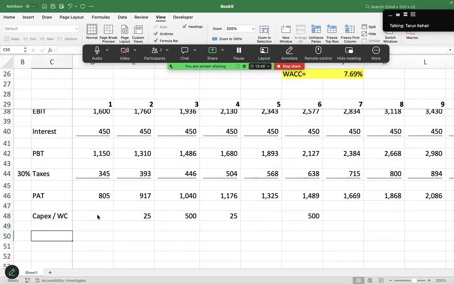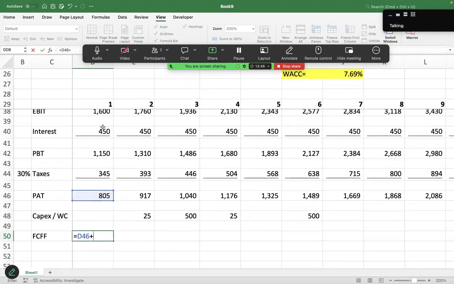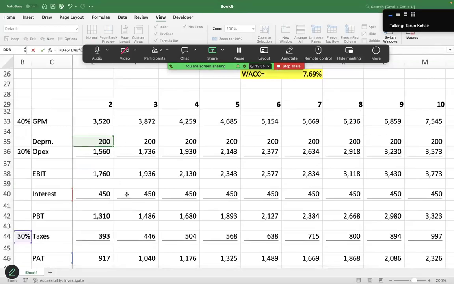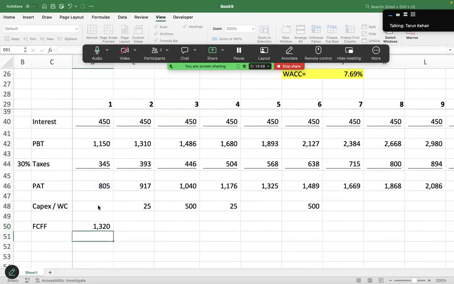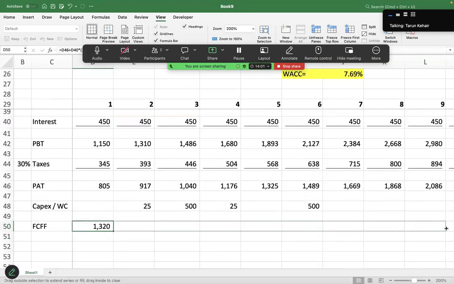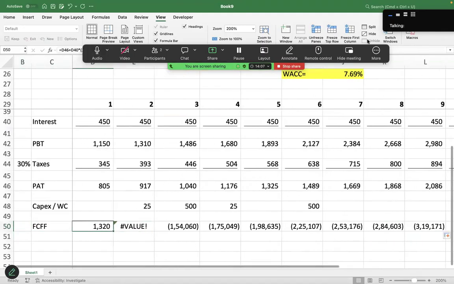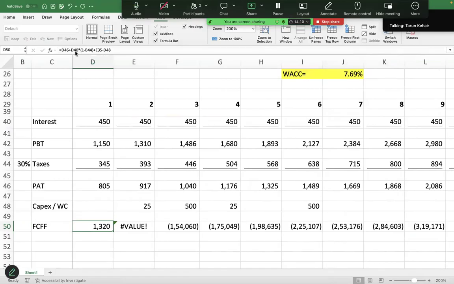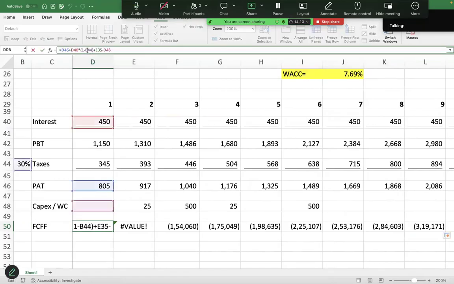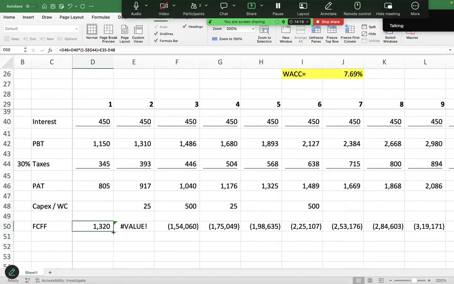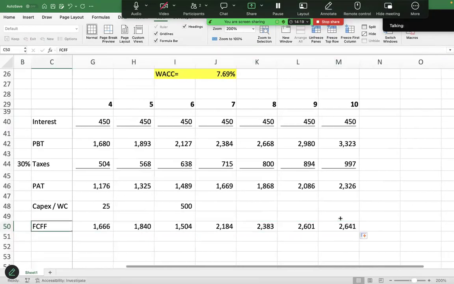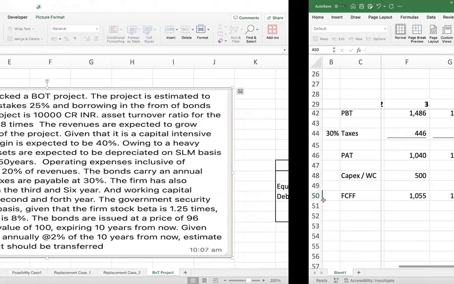Correct? So now we can arrive at FCFF, which is net income plus interest into 1 minus tax rate, plus depreciation, minus capex and minus working capital investment. I think I didn't freeze the rate. Yeah. Just check if you are getting the same numbers.